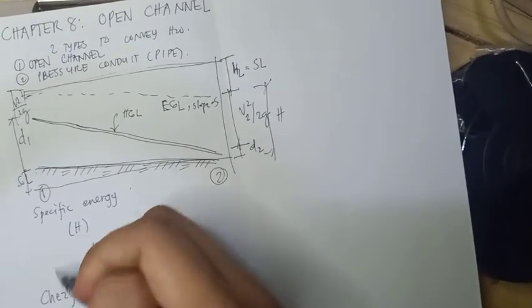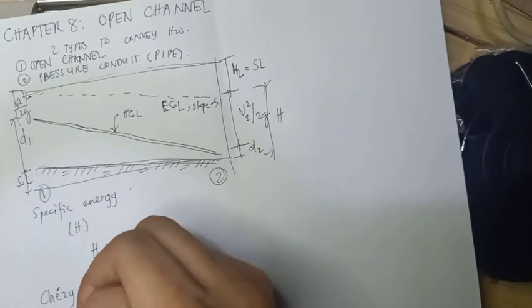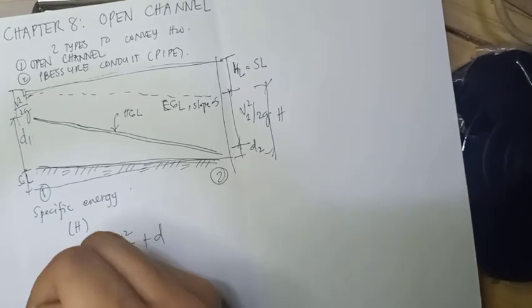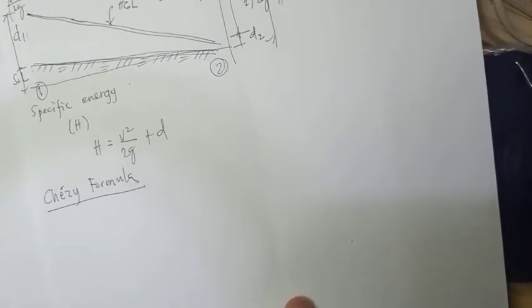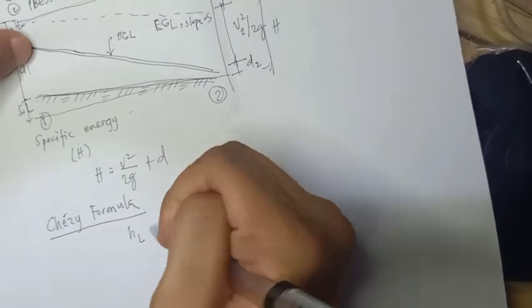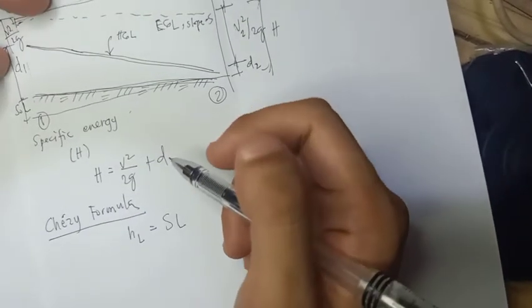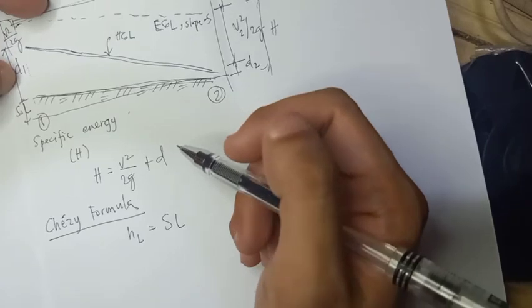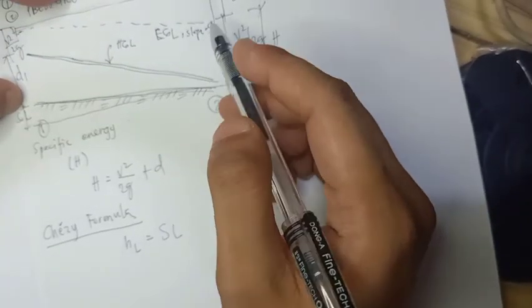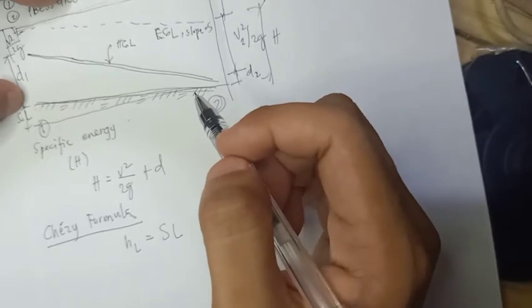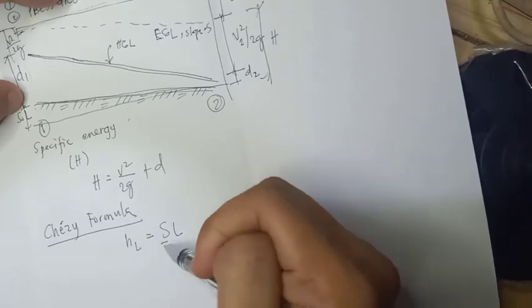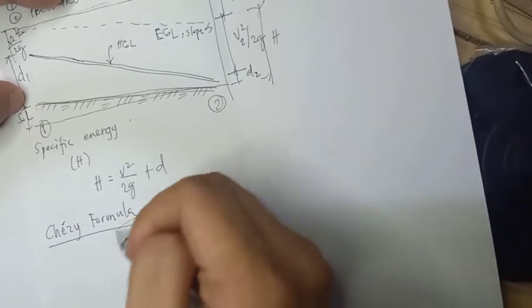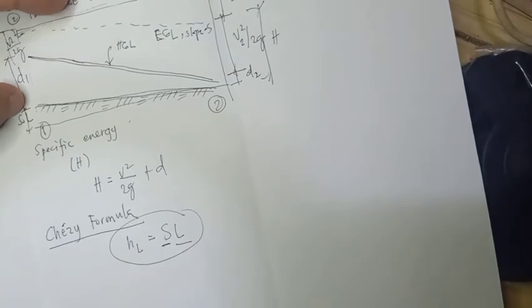With that, we will be using the Chezy formula. The head loss between any two points in the channel is HL, which is SL. S is the slope of the energy grade line, which is this EGL, and L is the length or the run. Head loss is the slope and the length, SL. This is the formula. The head loss balances the loss in height of the channel.